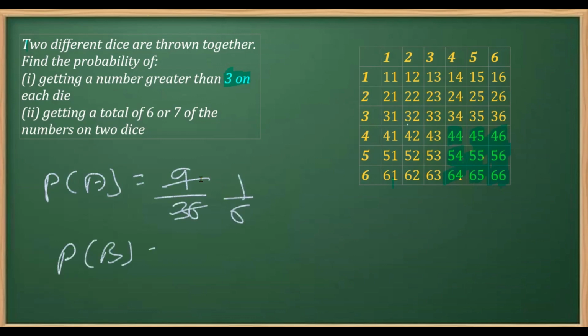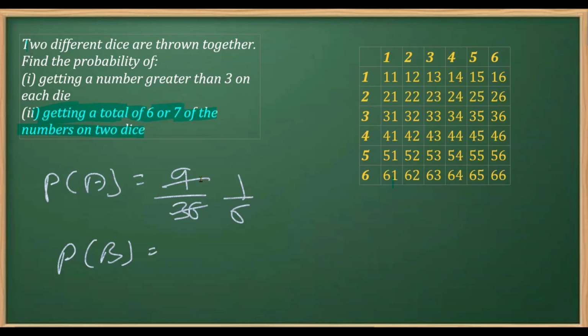So what is B, the second part? Getting a total of 6 or 7. Let me read it again. Getting a total of 6 or 7 of the numbers on the two dice. Total, by that it means, like, if you have played with dice, when we say total, it is the sum by default. So total of 6 or 7. So either we need 6 or 7.